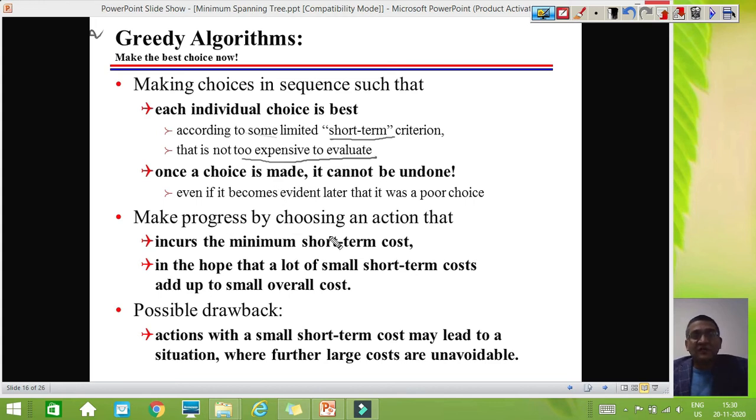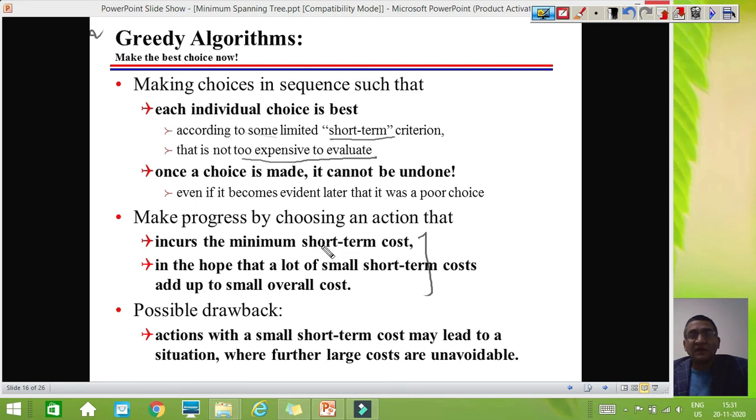Make progress by choosing an action that incurs a minimum short-term cost, in the hope that a lot of small short-term costs will add up to a small overall cost. So as I said, the strategy is very simple. We keep moving stage by stage to reach the final solution, and in each stage we are looking for the minimum cost that will be very simple to evaluate.